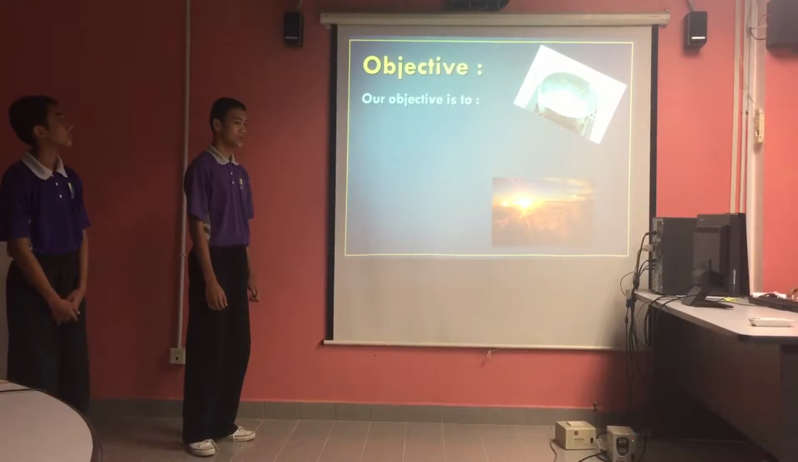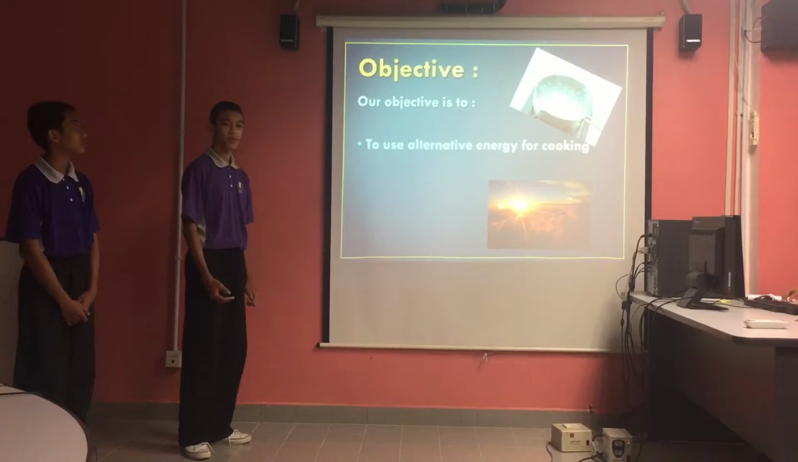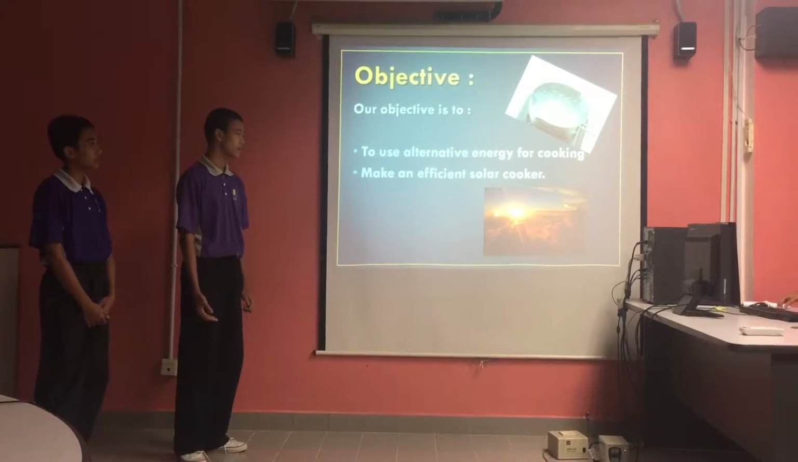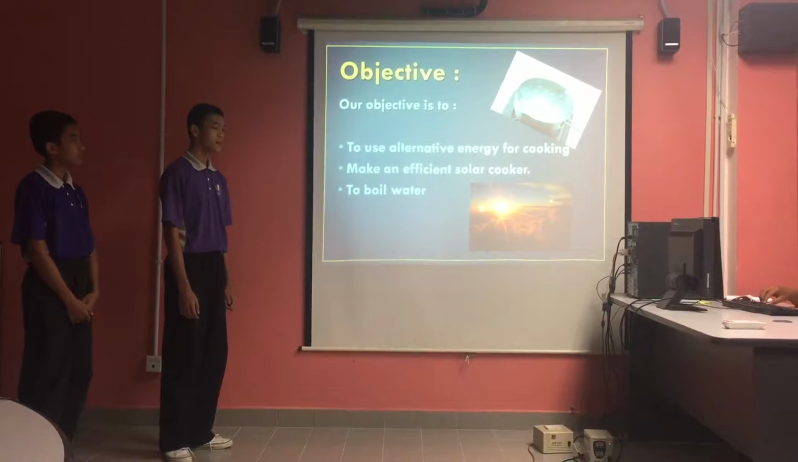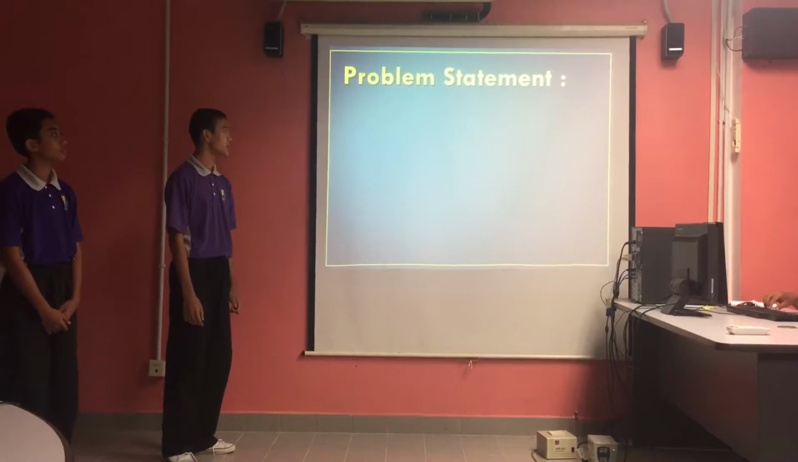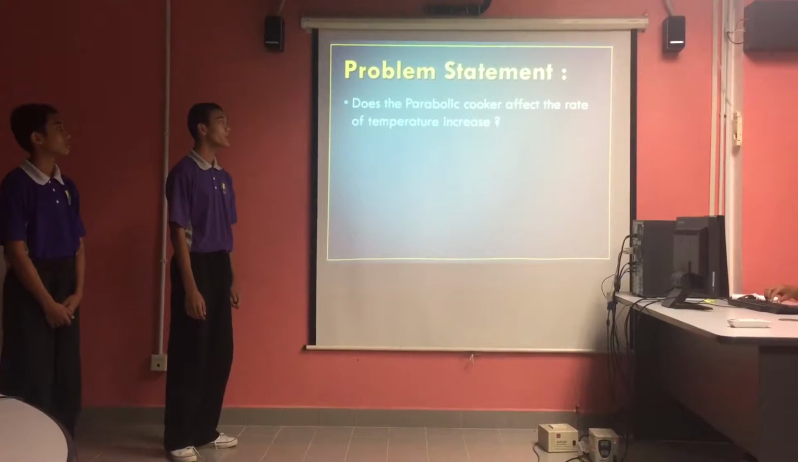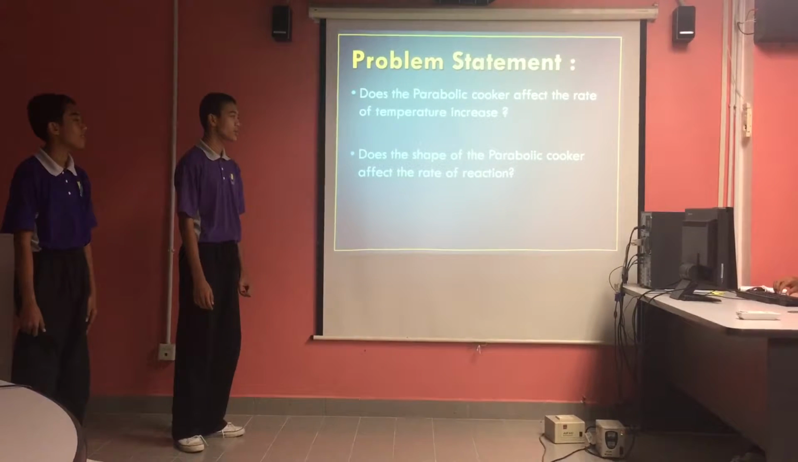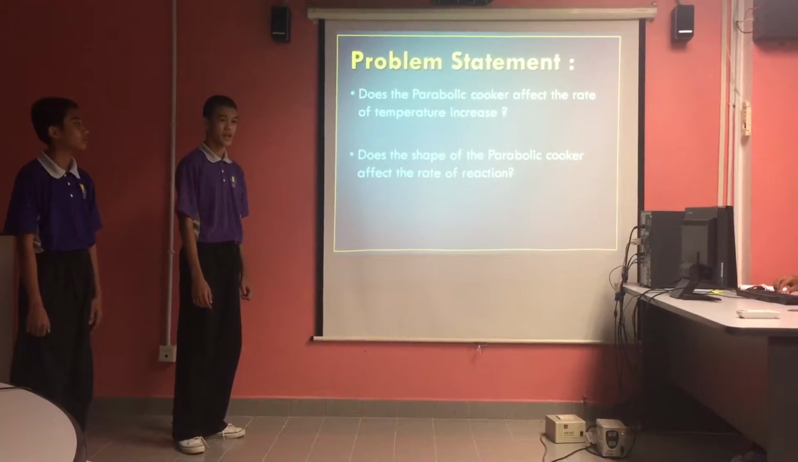Our objective is to use alternative energy for cooking, make an efficient solar cooker, and to boil water. This is our problem statement. Does the parabolic cooker affect the rate of temperature increase? Does the shape of the parabolic cooker affect the rate of reaction?